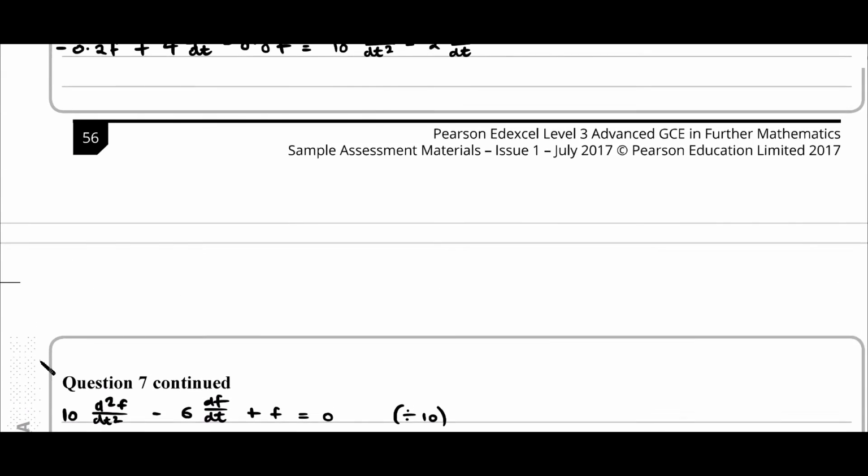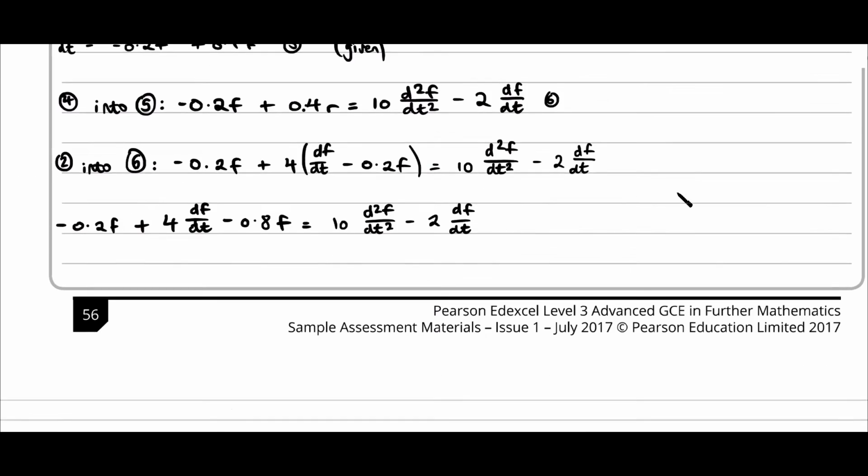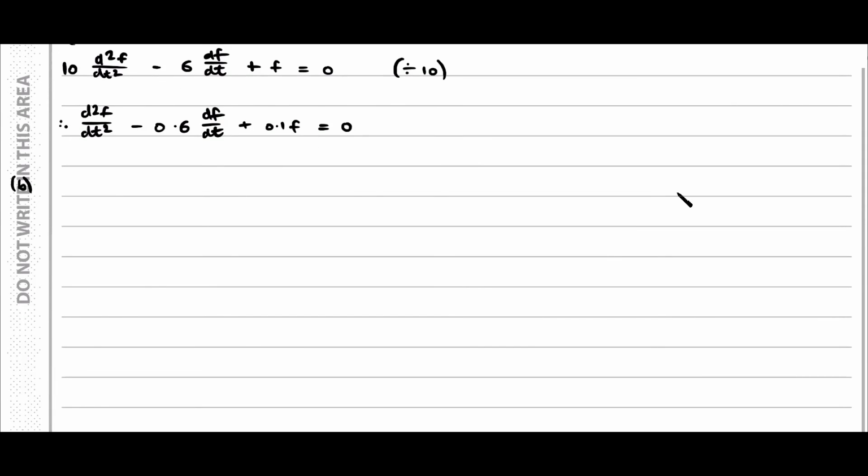And now for part B, we have to find a general solution for the number of foxes on the island at time t years. Well, before we do this, we first of all have to find our auxiliary equation. So the auxiliary equation is m squared minus 0.6m plus 0.1 equals 0.